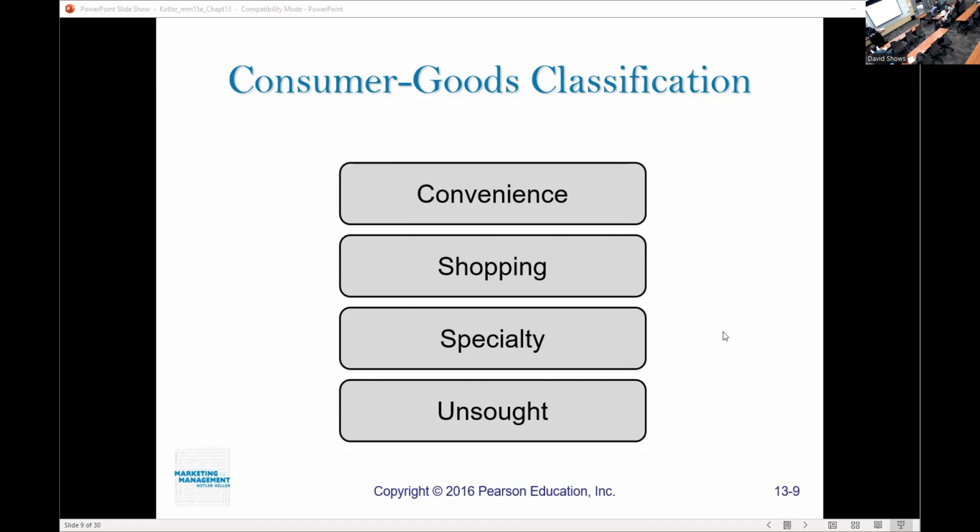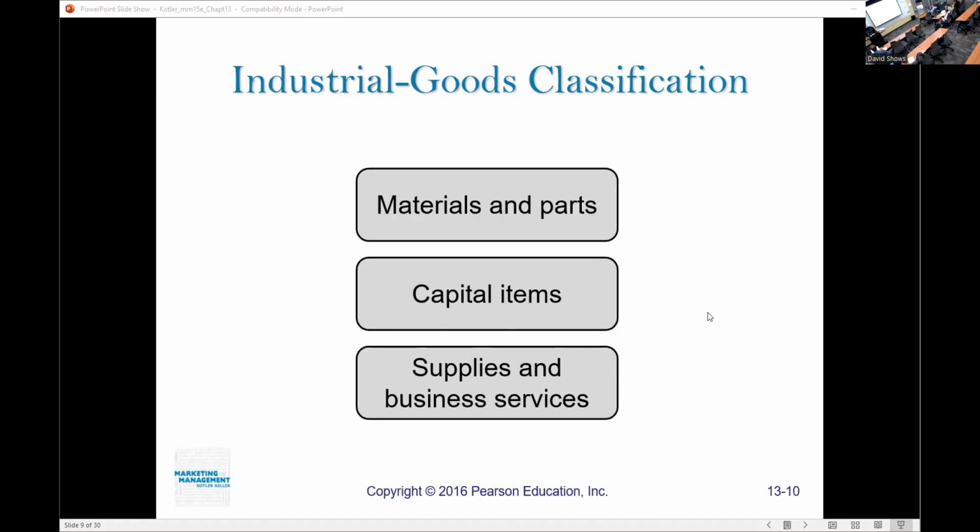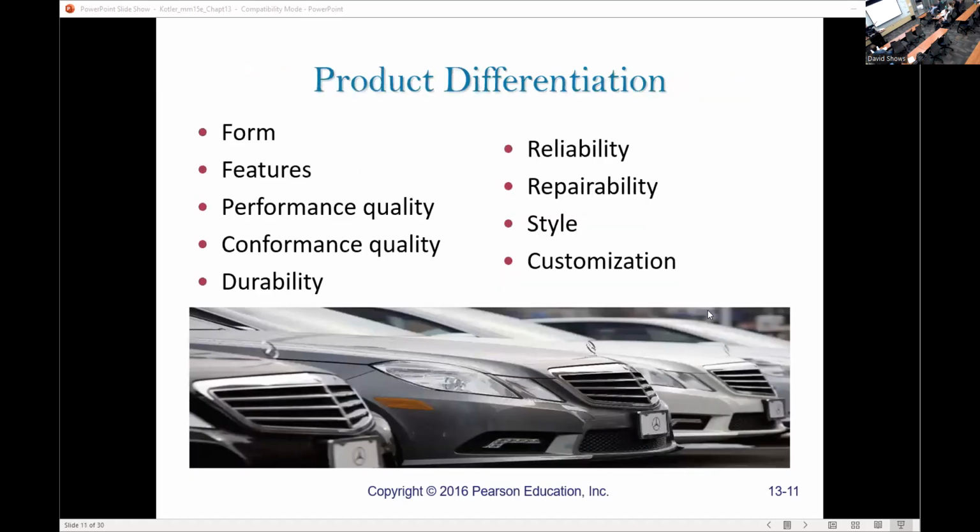I don't care. All right, so consumer goods classifications. We're not going to worry about industrial goods classifications, so you can skip that. The next thing we're going to talk about is how do we find ways to make our products unique and different, both the product and the service themselves. I'm not going to go over a lot of these things. Some of them are quite obvious.